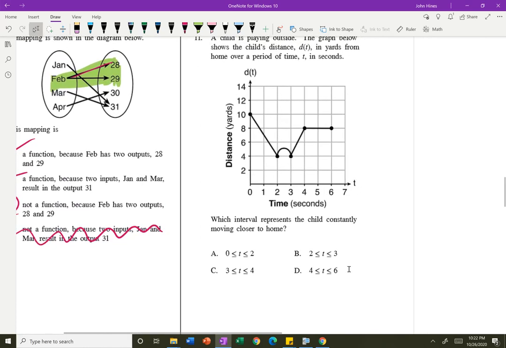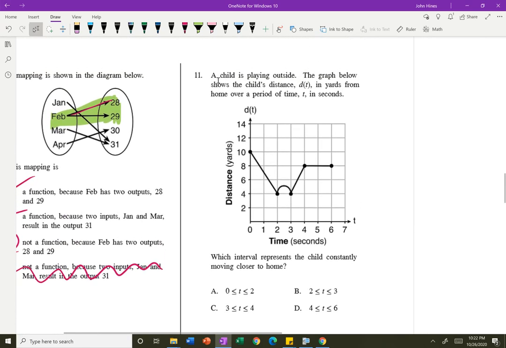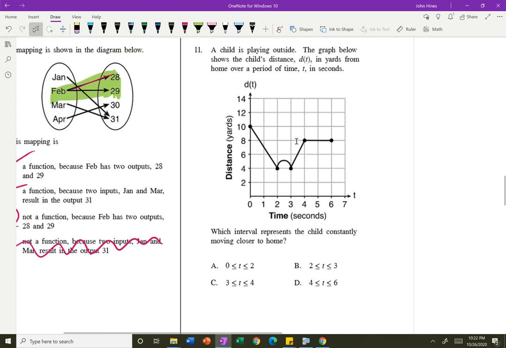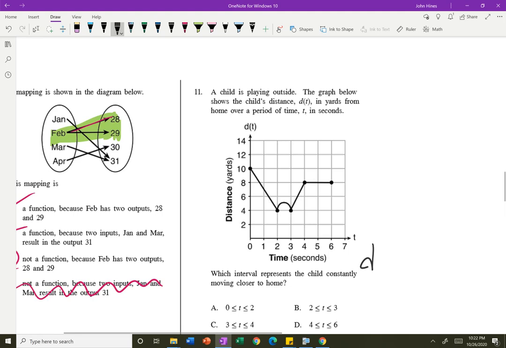Which interval represents when the child was constantly moving home? So a child is playing outside. The graph is the distance from home. So when am I moving closer to home? That's when I'm decreasing. When is this graph decreasing? When am I going down the roller coaster? Well, right there. So from 0 to 2. Other than that, it's going back up the roller coaster. Here I'm staying constant. That's constant right there. It's not changing from 4 to 6, staying at the same distance.